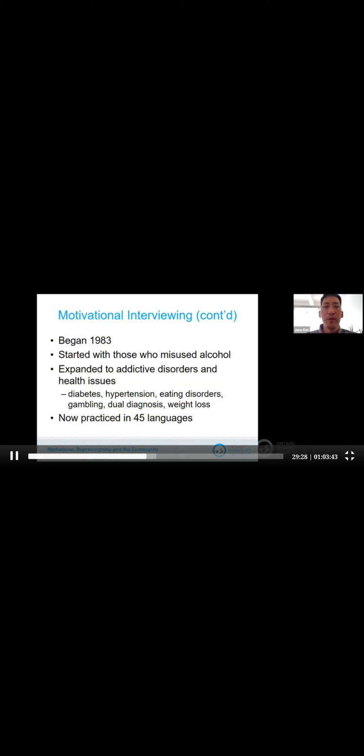So just a bit of background regarding MI. It began in 1983, and it specifically started in the realm of substance use disorders, or specifically alcohol use disorder. It eventually expanded to other substances, and then other health issues also. So it's used with patients with diabetes, hypertension, eating disorders, gambling, dual diagnosis, and weight loss. And it is currently practiced in over 45 languages.